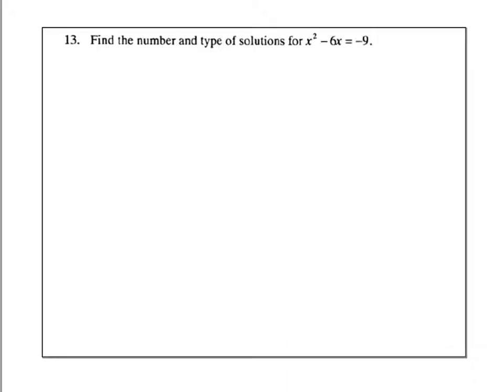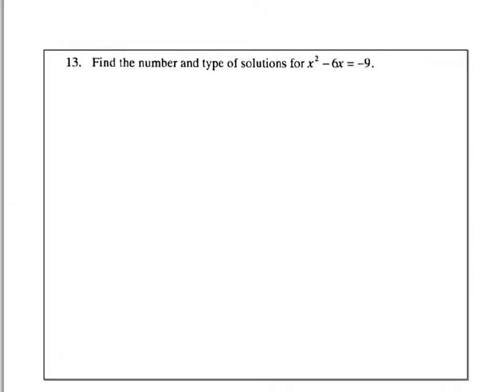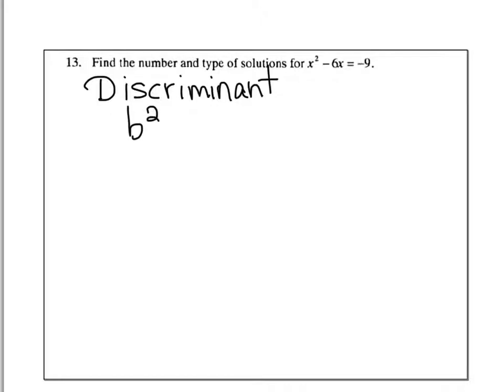Here the question asks us to find the number and type of solutions for x squared minus 6x equals negative 9. Well, when it asks us for the number and type, that means we're going to be finding the discriminant. Again, the discriminant is the part that falls underneath the radical of the quadratic formula. So it's your b squared minus 4ac.